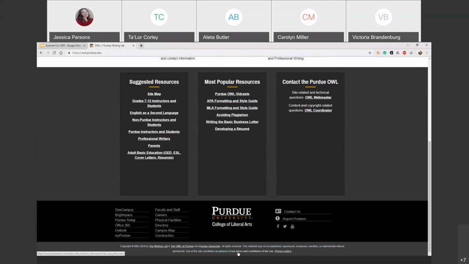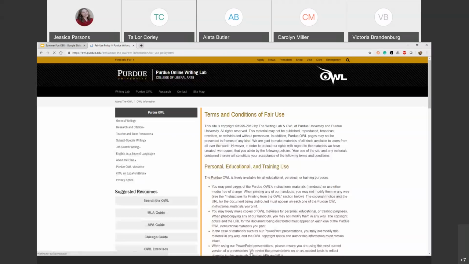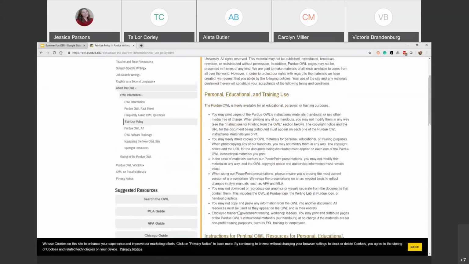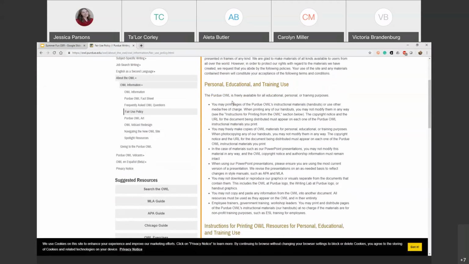However, they do offer terms and conditions of fair use. Technically, fair use is not a part of OER. But if we go down in here, let's see what they say. Well, it tells us that we can print them free of charge. We can make copies for personal, educational, or training purposes, things like that. So while it's not openly licensed, it does allow for our use.